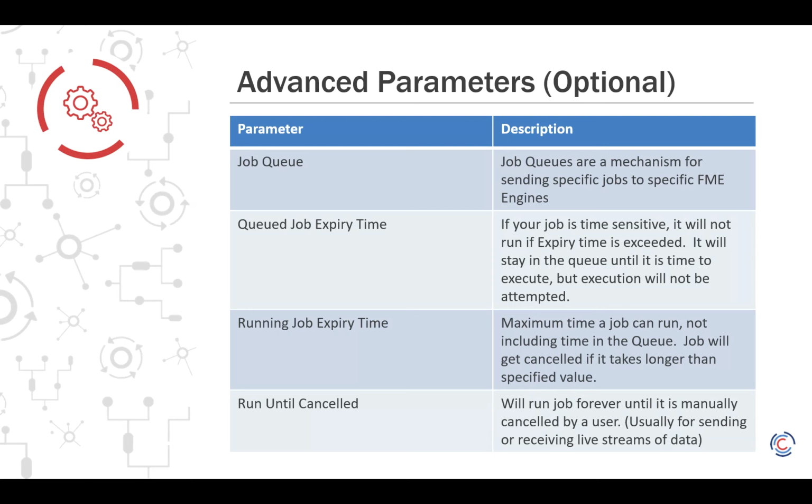The next one is queue job expiry time. If your job is time sensitive, this one is saying, let's limit the amount of time that a job can sit in the queue, when it's waiting to be run. It will not run if the expiry time is exceeded. So it'll stay in the queue until it is time to execute. You'll still see it there, but once it's time to execute, it's just not going to get run.